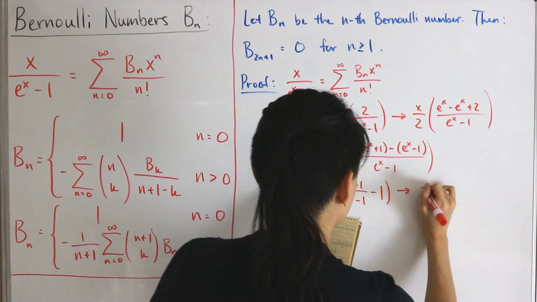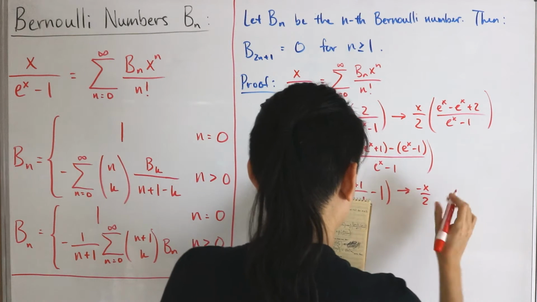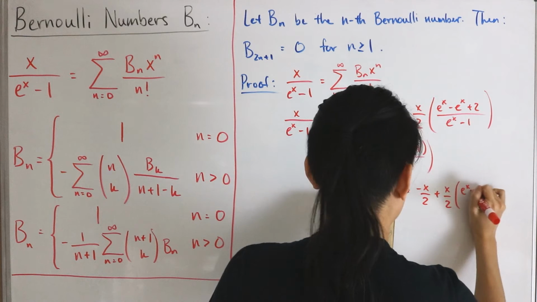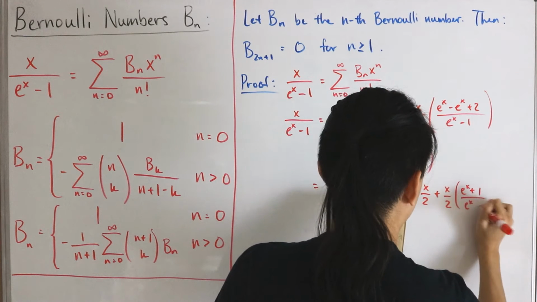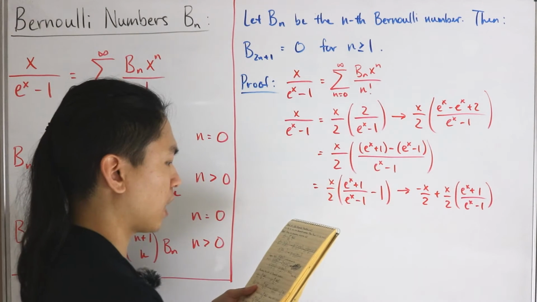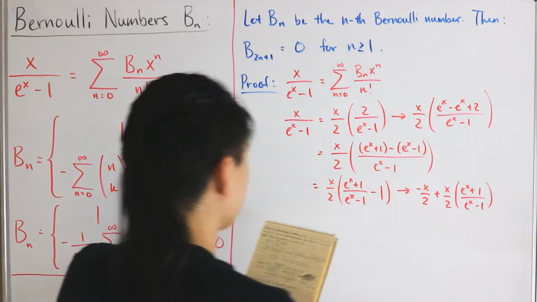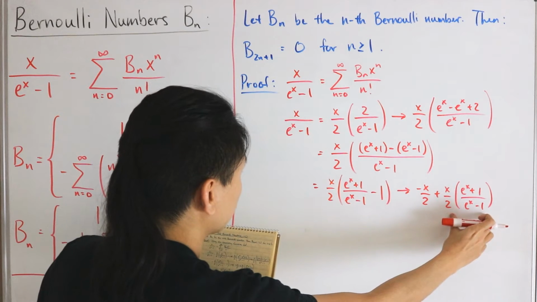So then this is just negative x divided by 2. And then add this with x divided by 2 multiplied by e to the x plus 1 and then divided by e to the x subtract 1. So how do we actually take this step further from here? So here's what we're going to do. We're going to suppose that f of x be this function over here.